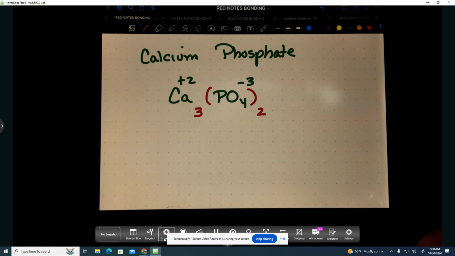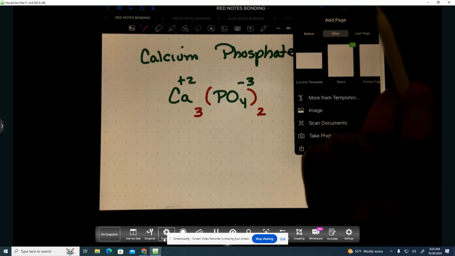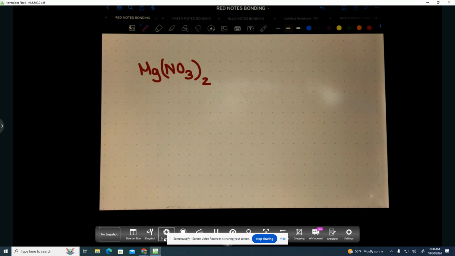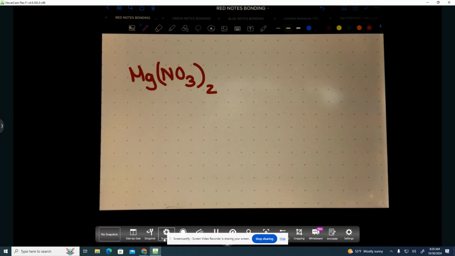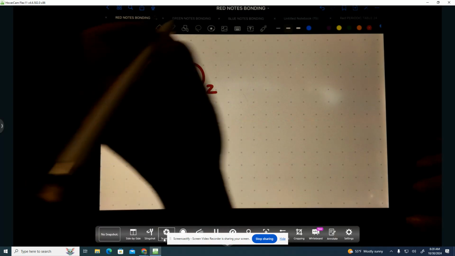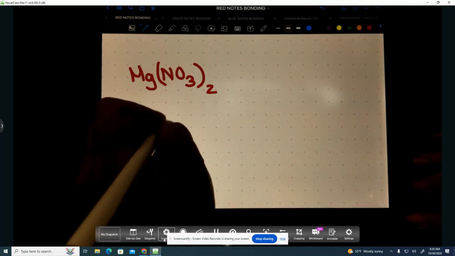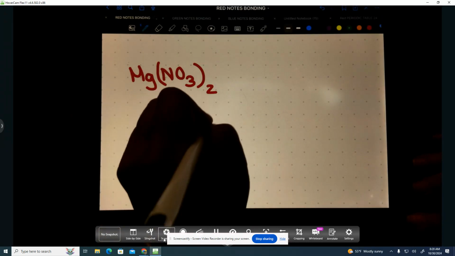Okay. One more. I'll go the other way. I want you to give me the name of it. That's the one we just did. Good? Okay. Say it loud like you mean it so I can hear you. Magnesium nitrate.